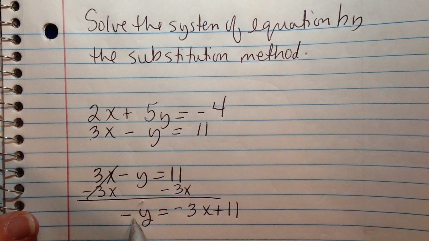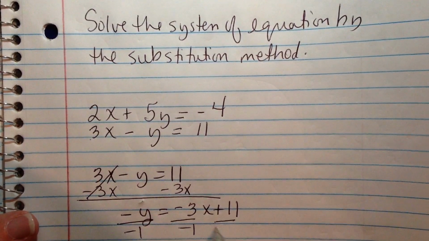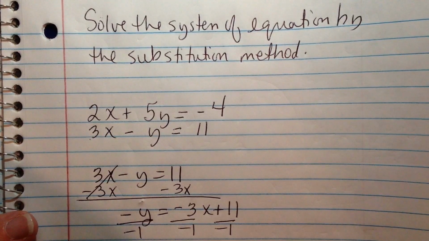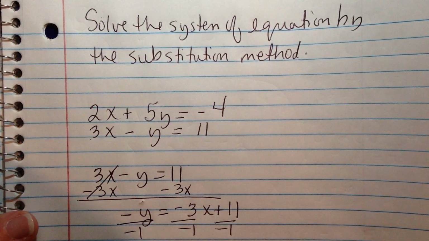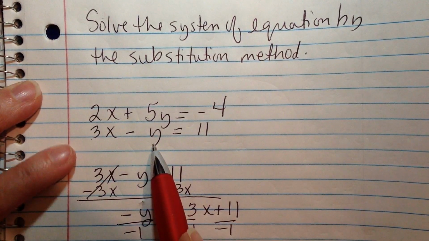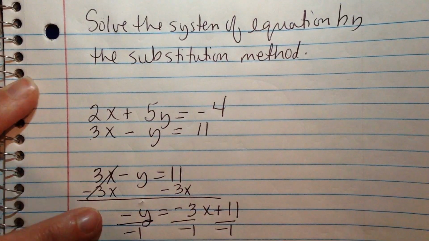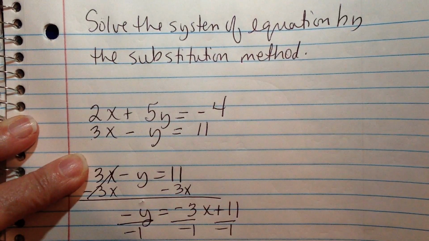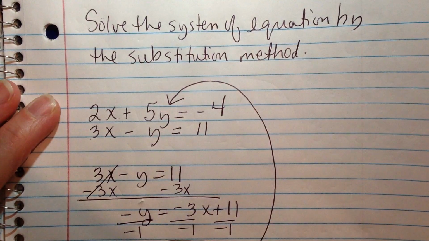Now I need a positive 1y, so let's divide everything through by negative 1. Solve for positive y. So I have y equals 3x minus 11. So that's what y is in the second equation. Next step in solving by the substitution method, take what we found y to be, and plug it into y in the other equation.